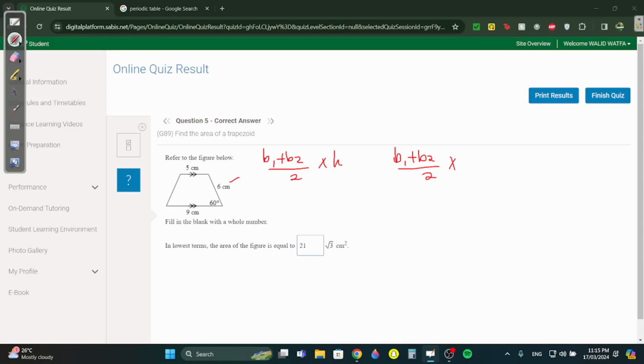If they have, let's call this side L, it will be L sine alpha. This is the formula if they give you this side and this angle.